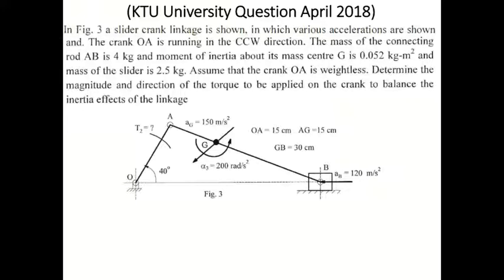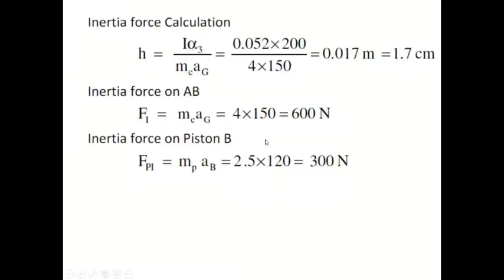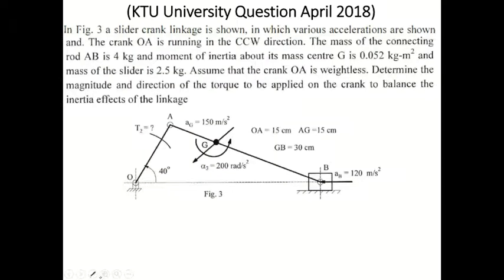First let us read the question. Here they have given the Schrader crank chain mechanism where OA is rotating in the anti-clockwise direction, and OA is 15 centimeter. A to G is 15 centimeter. Then G to B is 30 centimeter. So they have given all the dimensions.